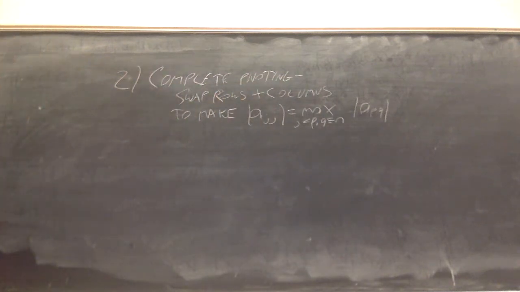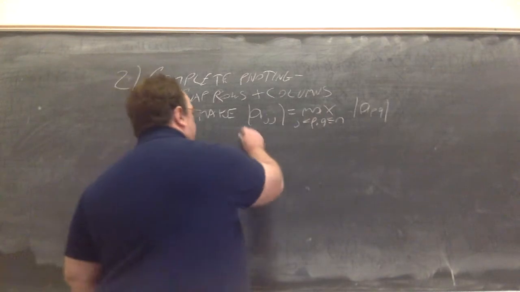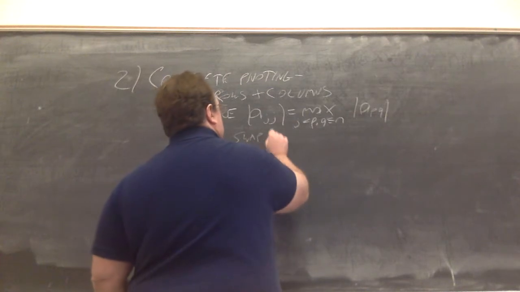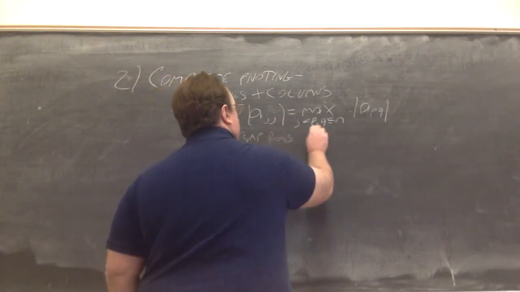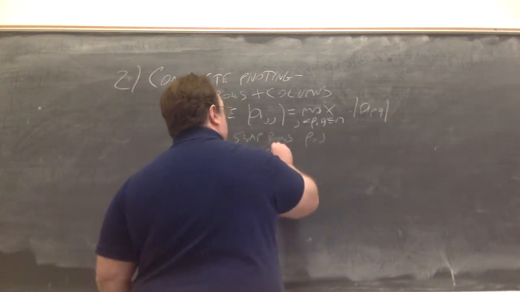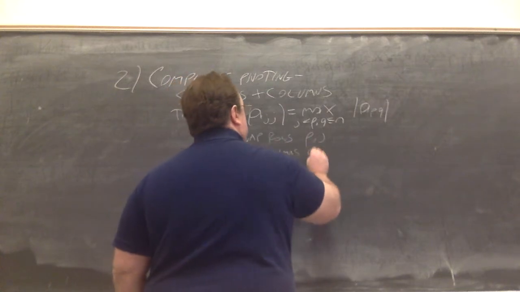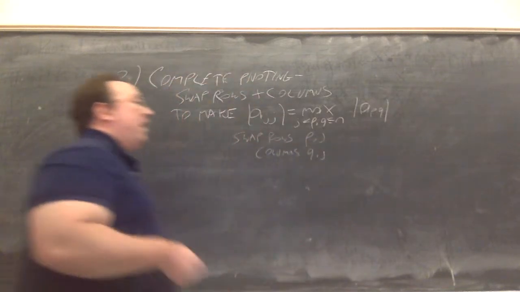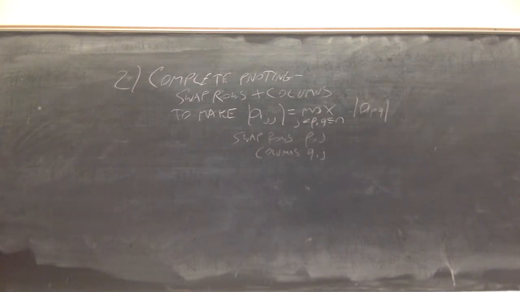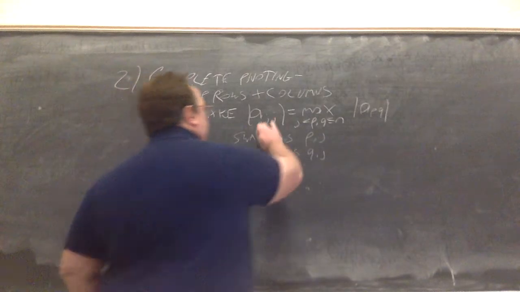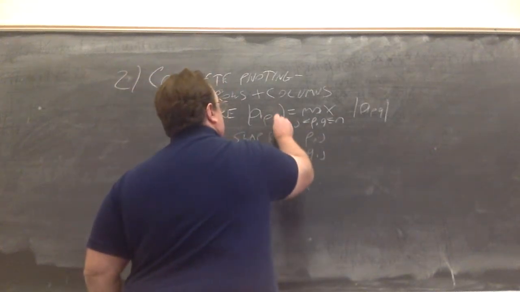So you're looking for the largest entry in that whole block. So then you swap rows p and j and columns q and j. Whichever p and q you find the largest one in, you do that swap. I realize my notation here is actually incredibly sloppy. Actually, I'm going to fix it. Okay.